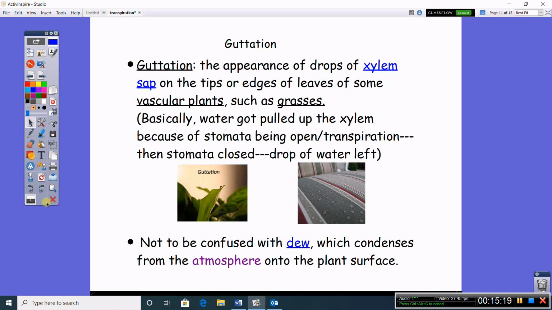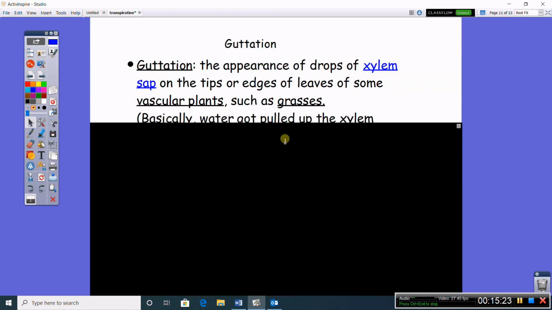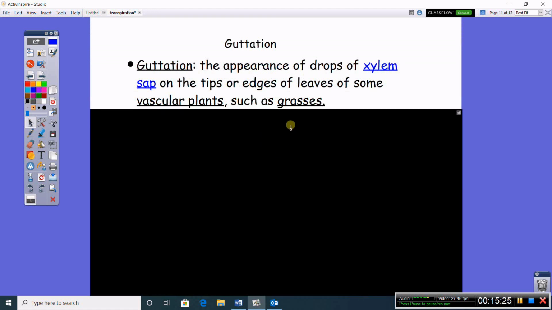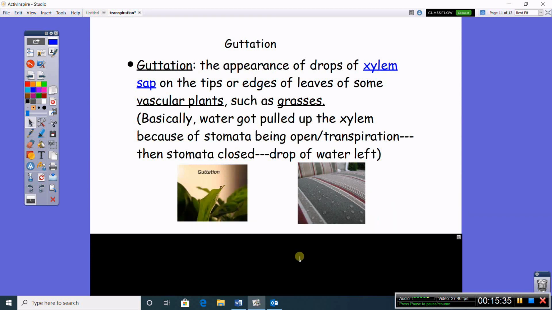Okay. And then finally, there's this topic of guttation. It says guttation is the appearance of drops of xylem sap on the tips or edges of leaves in some vascular plants, such as grasses. The way you want to think about this is that water got pulled up the xylem because the stomata were open. Remember, it's a pulling force that's pulling that water up the stem. And then the stomata closed all of a sudden, and this was the little droplet of water that was left.